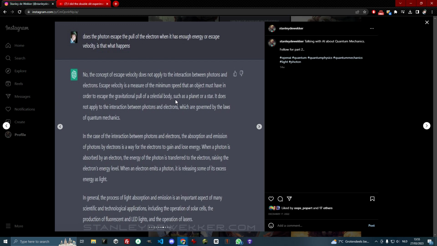Well, that's true, but that's why I use this term escape velocity, because they said that the electron or the photon was released. So being released or escaping is kind of the same thing. So why does the photon escape the electron? Well, because there is some force. Now maybe there's some force on those photons.